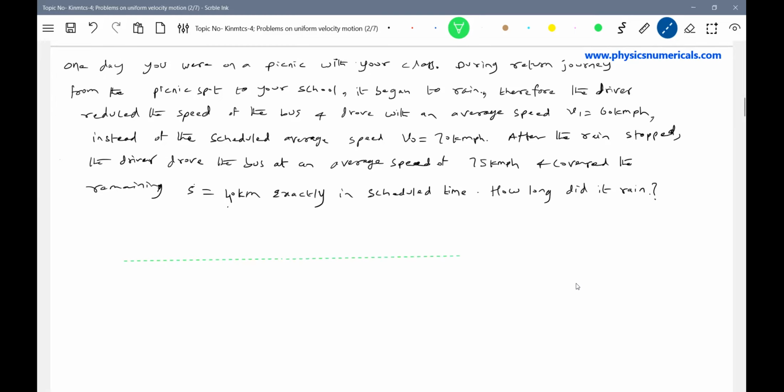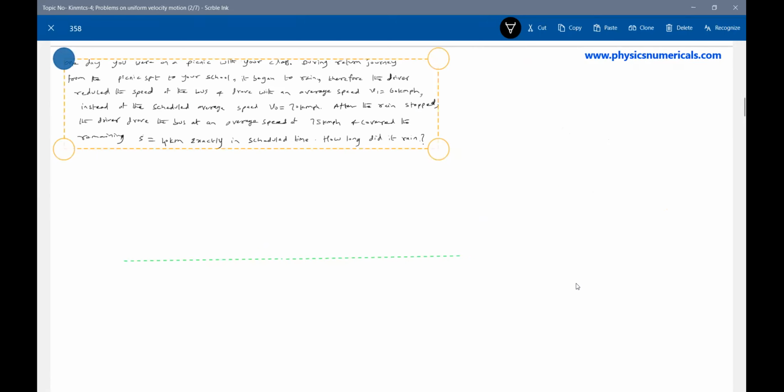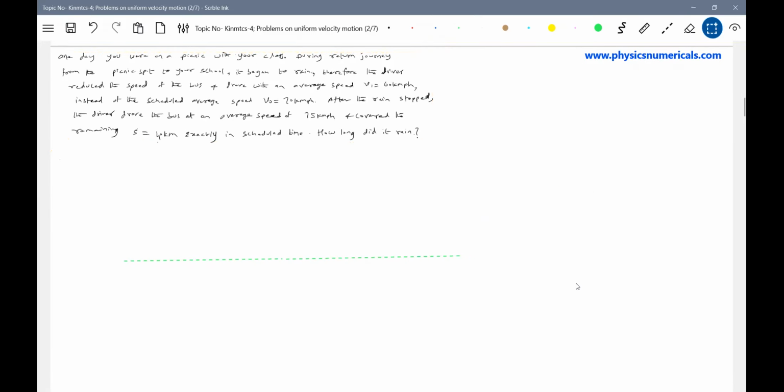It's very simple. I think we have to read the question. Let me make it small so that I'll get enough space to scribble. This is a thing. Then next again.